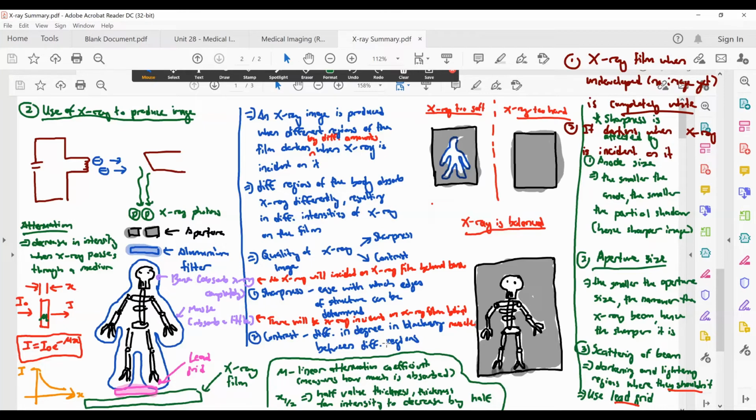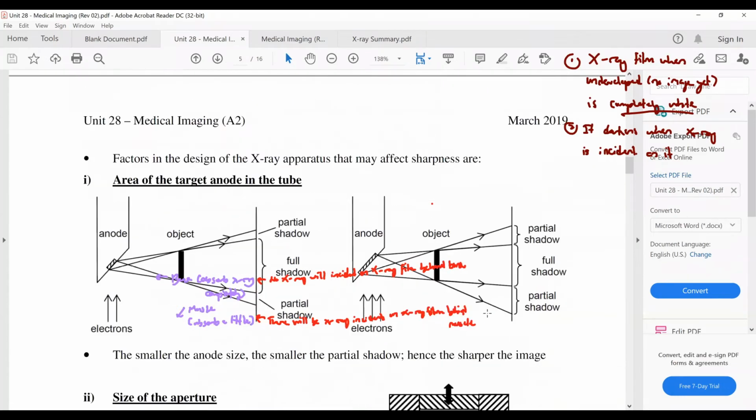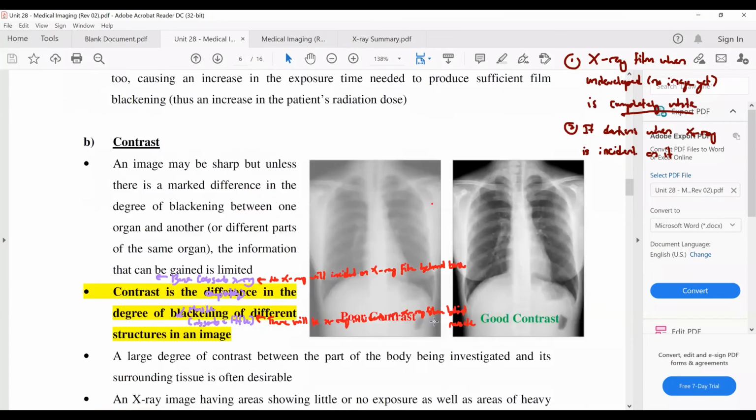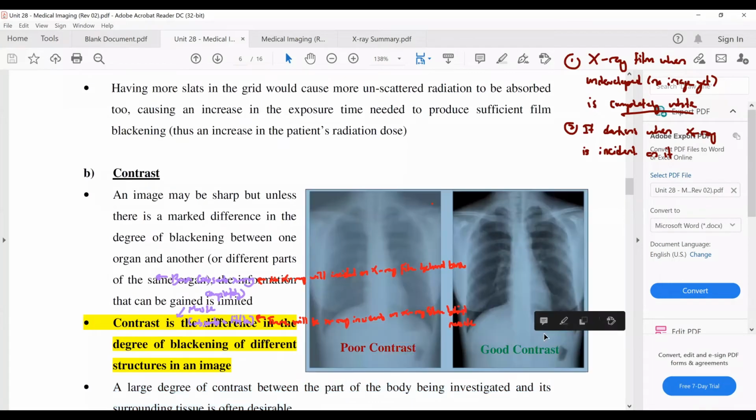And then after that, there is also something called contrast. Contrast is simply the difference in degree of blackening between different regions. What do we mean by that? This one will be easier to see by looking at the notes, especially this part. This is a chest X-ray image. They give you two examples here. One example is poor contrast. One example is good contrast.